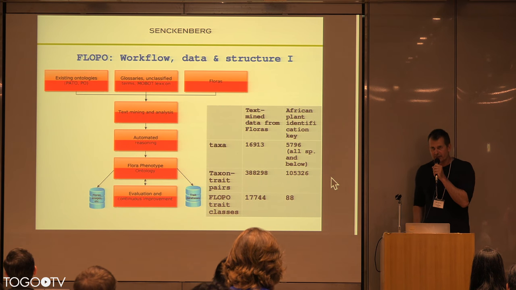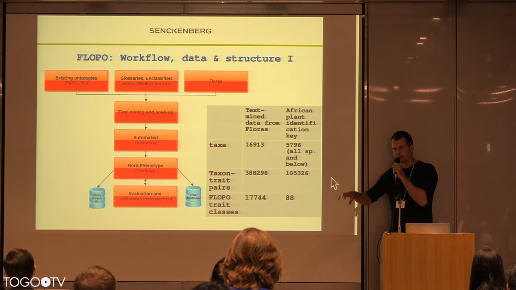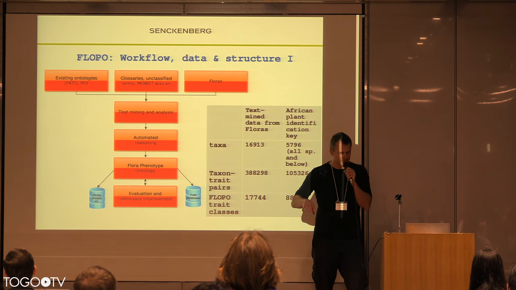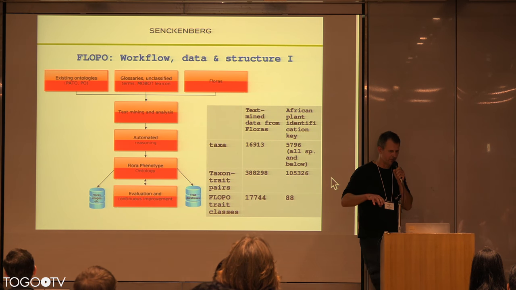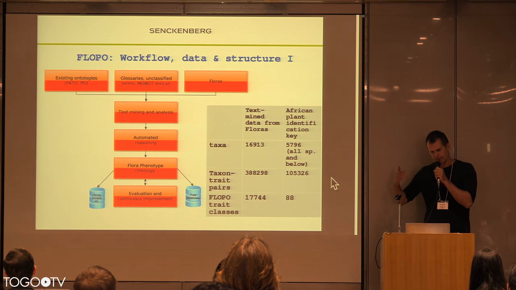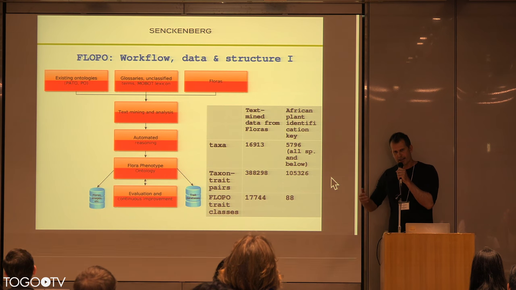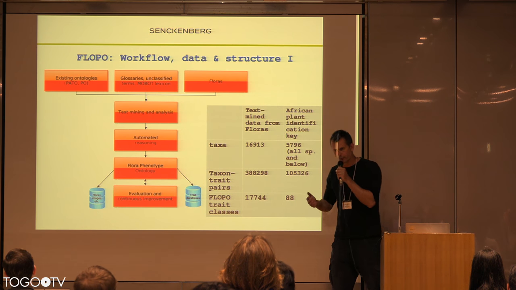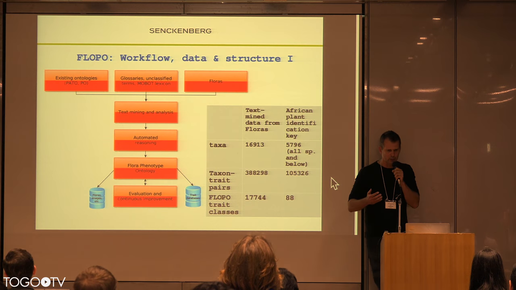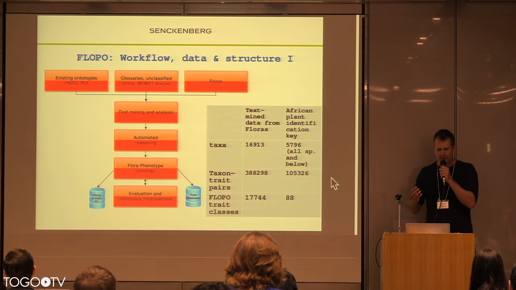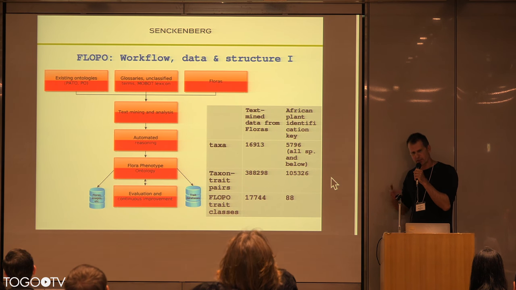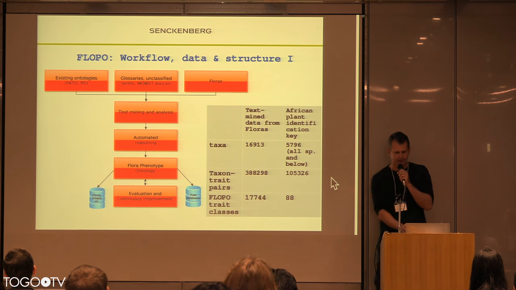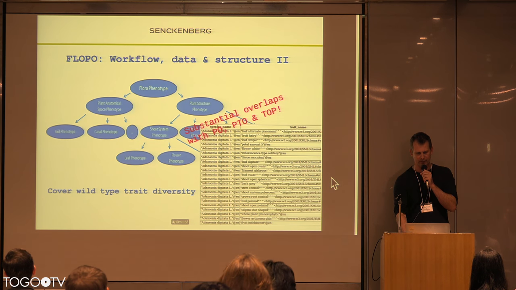This ended with a clean separation between the ontology, where only plant terms are in which have a functional annotation, and which really have trait data behind them, and a knowledge base in the form of a SPARQL triple store, which covers, I think, around 3 million triples now, and has taxa data and trait information pairs and the trait classes which can be used to describe them.